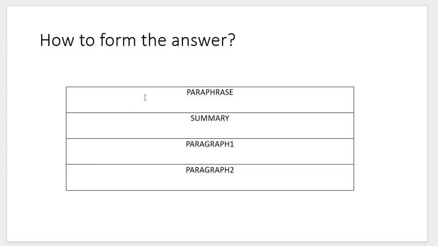So always make 4 paragraphs. First paragraph is paraphrase. Paraphrase means giving the same meaning to the sentence, however using different vocabulary. Then on the second paragraph, summarize the information. On the third paragraph, write about group 1. So you have to group the given data into 2, and then you have to write 2 paragraphs. Write paragraph 1 for group 1 and paragraph 2 for group 2.